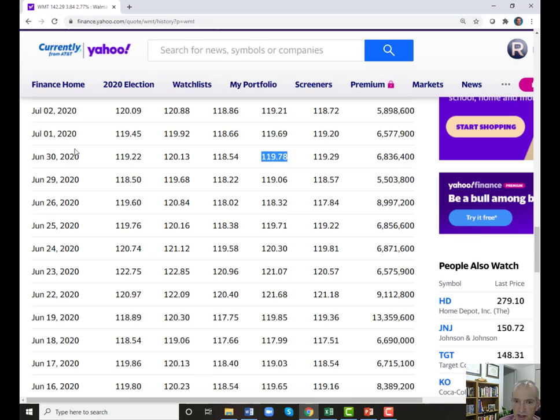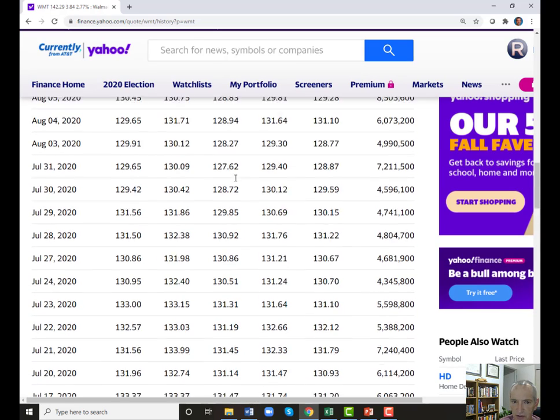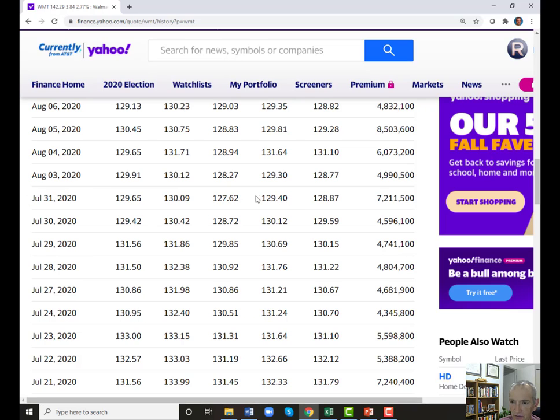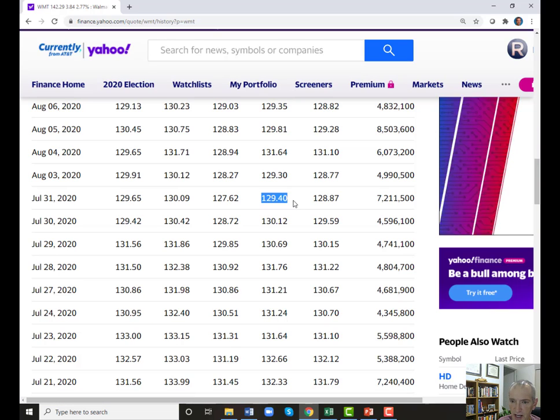Now that June 30th price will be the ending market value for June and the beginning market value for July. So let's go to the end of July. July 31st, you can see really good recovery for Walmart. They jumped from $119 to 129. So the whole stock market was coming back, but Walmart did very well. So that 129.40 is the ending market value for July and the beginning market value for August.